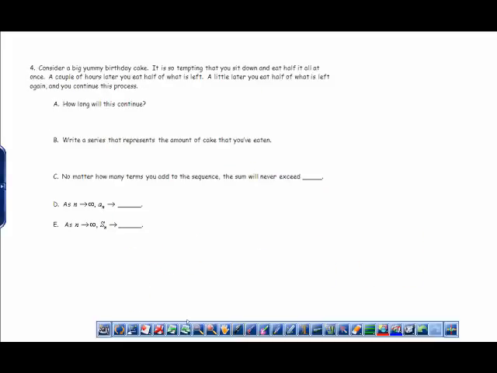Okay, so now let's look at this next part. It says, consider a big yummy birthday cake. It is so tempting that you sit down and eat half of it all at once. A couple of hours later, you eat half of what's left. A little later, you eat half of what's left, and you continue this process.